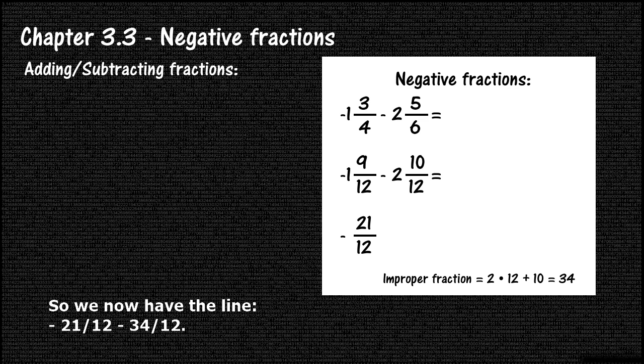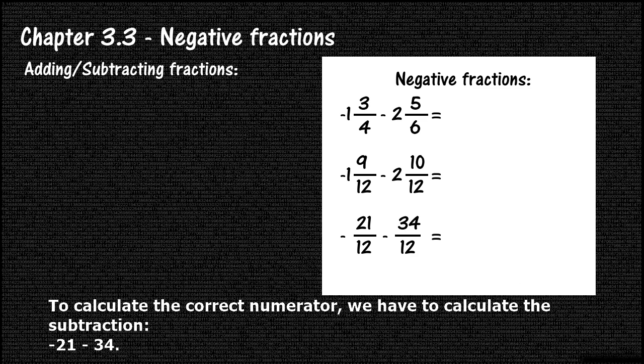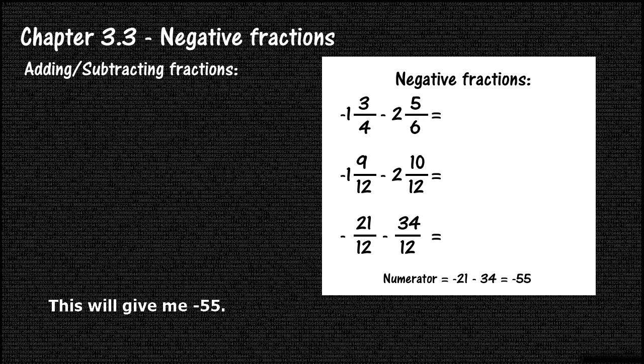So we now have the line minus 21 over 12 minus 34 over 12. To calculate the correct numerator, we have to calculate the subtraction minus 21 minus 34. This will give me minus 55. So the answer is minus 55 over 12.